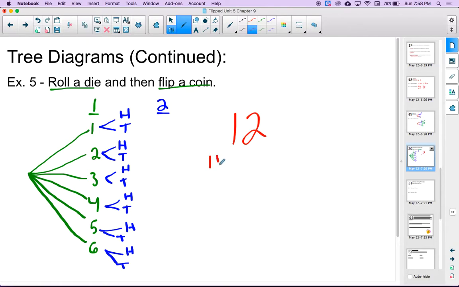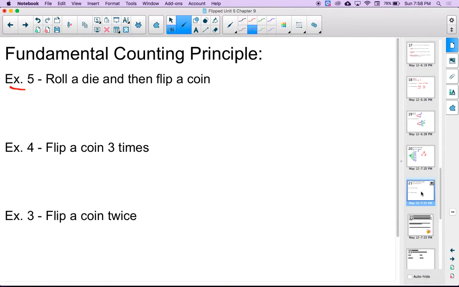So it would look like this: 1H, 1T, 2H, 2T. You kind of get the point, right? I could write out all 12 of them. I didn't write out any of these 8 here. So instead of having to make a tree diagram or create a big long list, the fundamental counting principle helps us to shortcut right away and figure out how many outcomes there are in the sample space.